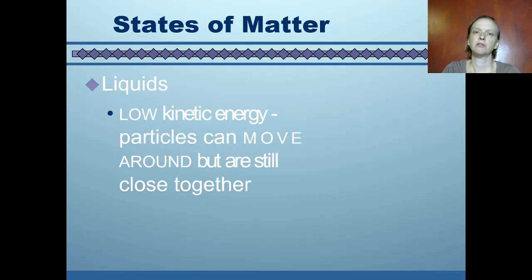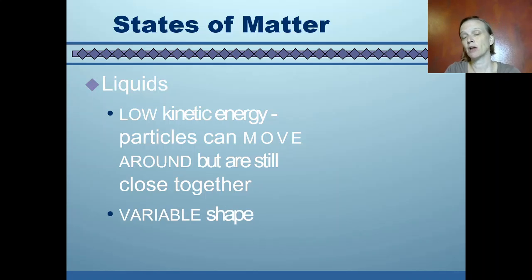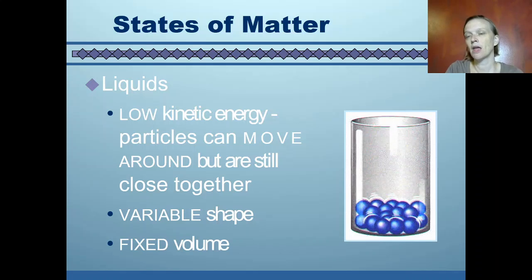Liquids, on the other hand, the particles have a low kinetic energy, not as low as in solids. The particles can move around, but they are still close together. And because of this behavior, liquids do have a variable shape. They take the shape of their container, but they still have a fixed volume. So these particles are moving a little bit more around here, faster than what we saw in the solid state of matter.